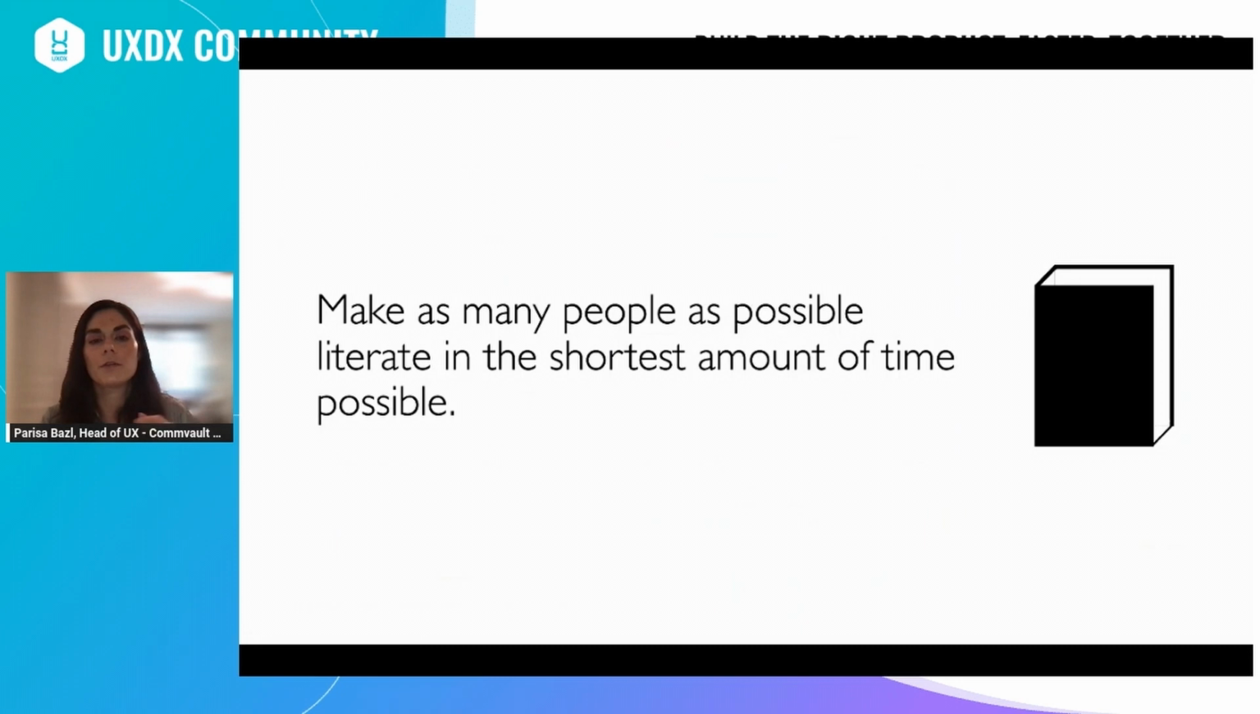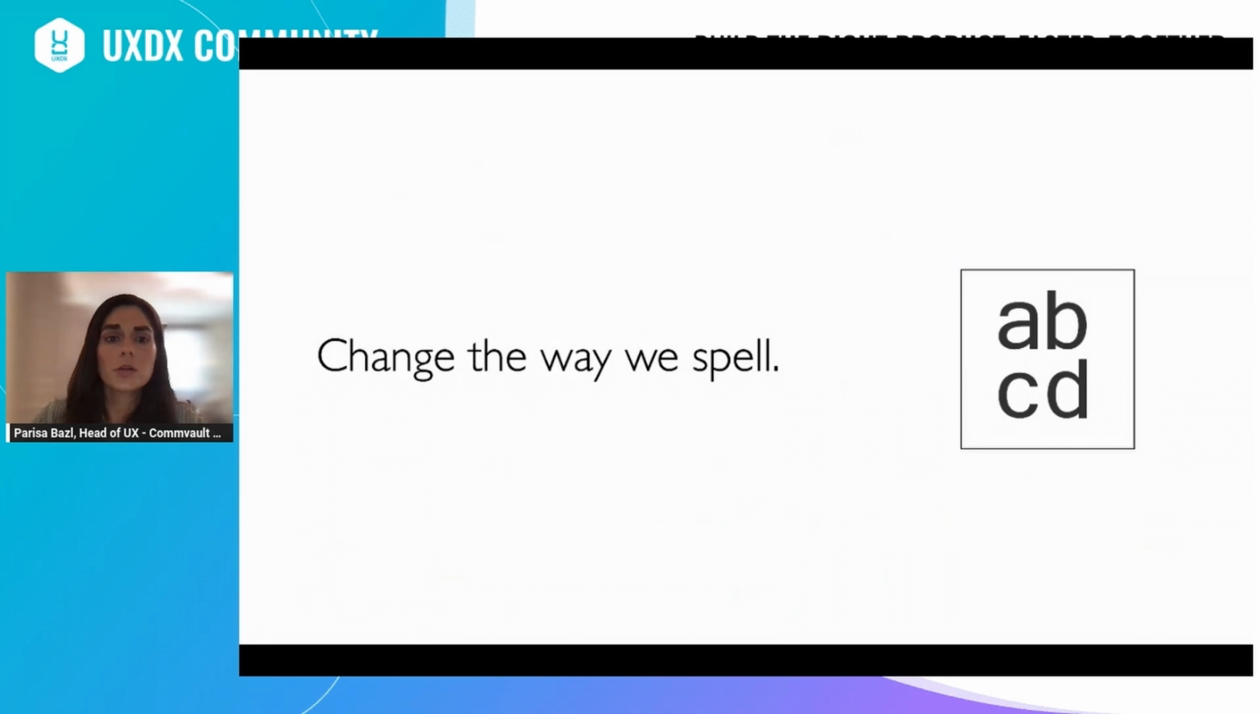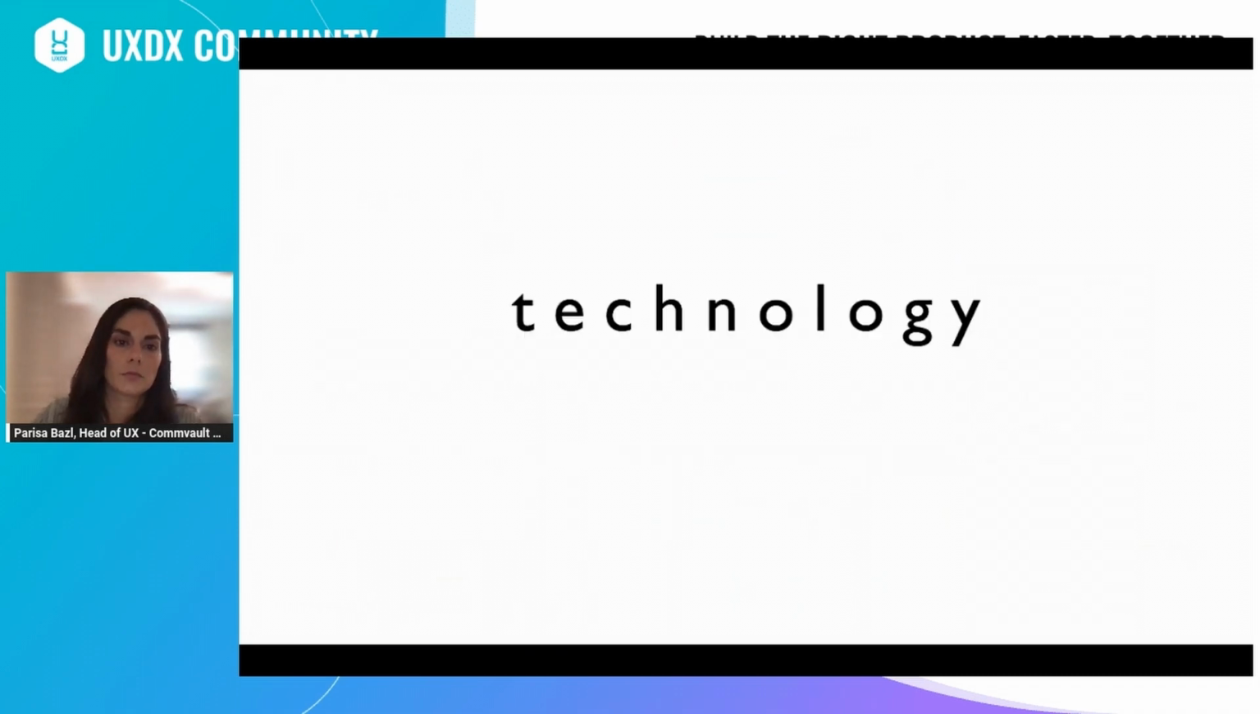But if we shift our focus to simplifying how written language is constructed so that it becomes easier to learn, we'd be able to be effective for many more people. So in short, if we want to make as many people literate in the shortest amount of time possible, we should change the way that we spell, or rather simplify the rules that govern our language.